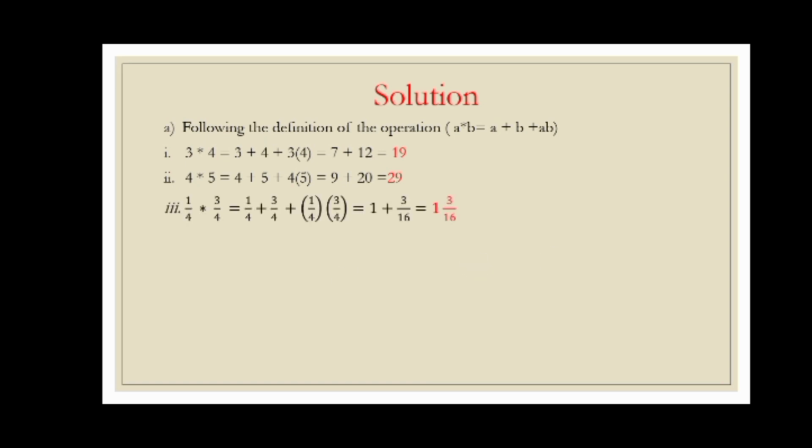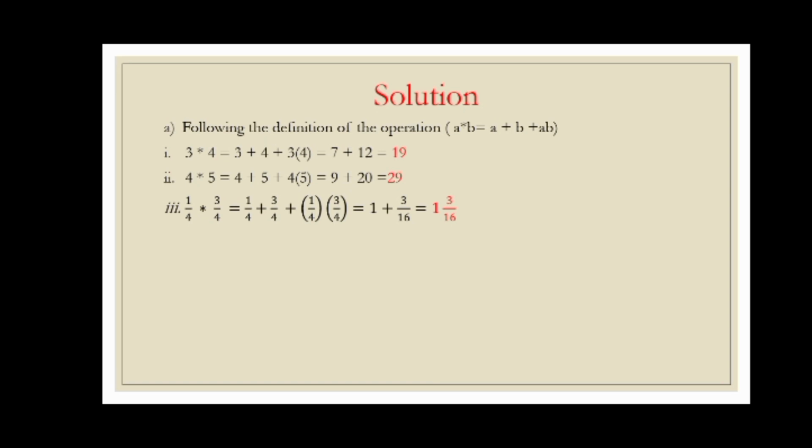Now let's look at the third one, 1 on 4 star 3 on 4. Still using the same condition, A star B is equal to A plus B plus AB. 1 on 4 becomes our A, 3 on 4 becomes our B. Let's substitute it. So we have A, 1 on 4, plus B, 3 on 4, plus AB, that's 1 on 4 multiplying 3 on 4.